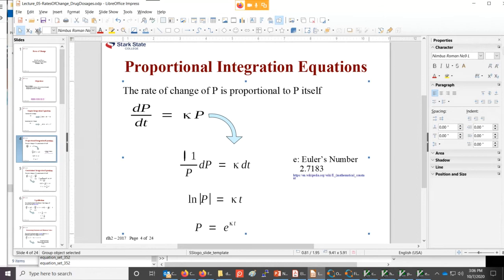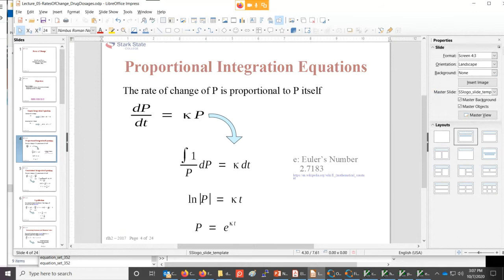But if we look at the change in p, and it's proportional to the number of the population or whatever there. And so when we integrate that, we get something kind of interesting. You end up getting that the population then is equal to e times that coefficient to the t power. So you have this e. Now e is sometimes referred to as Euler's number.